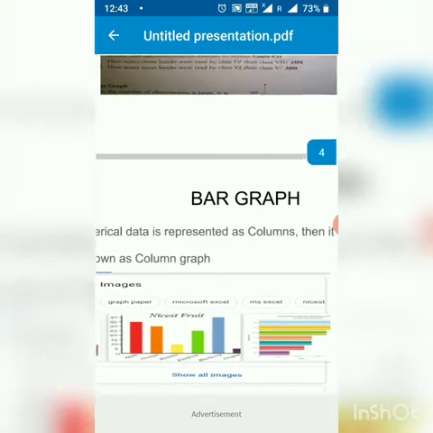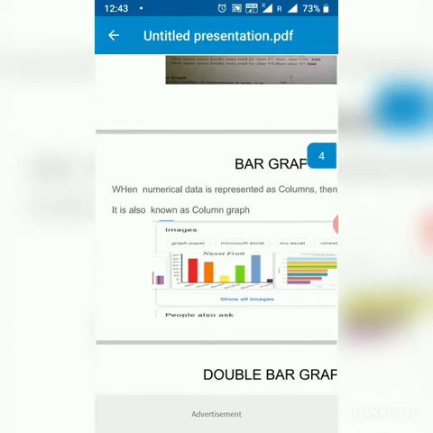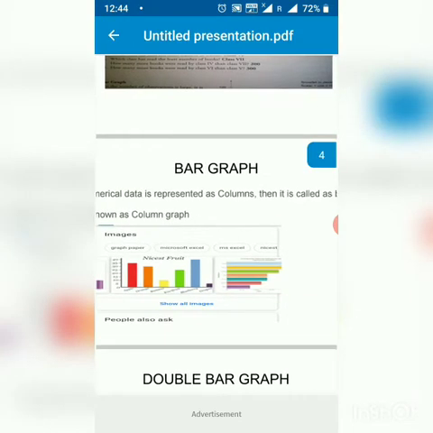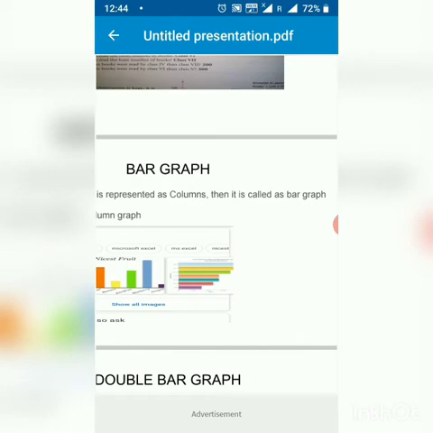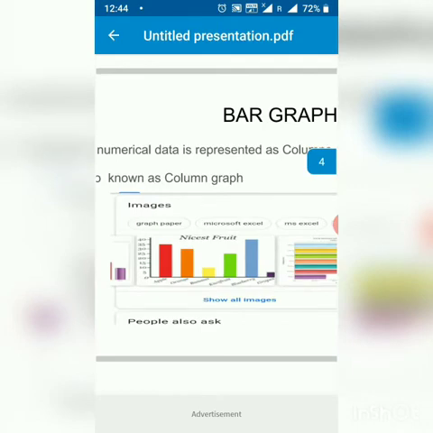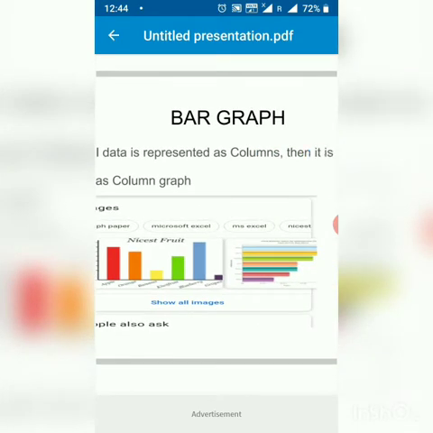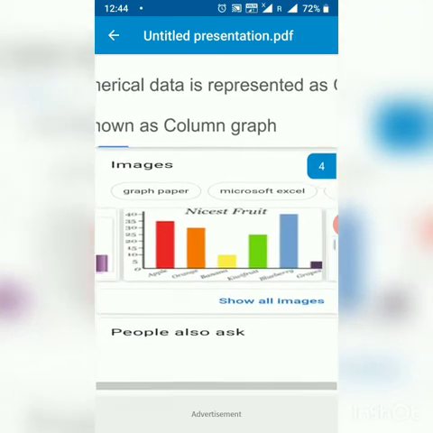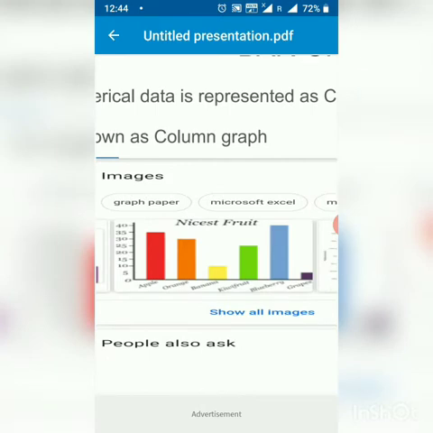Next comes bar graph. Bar graph, when the data is represented as columns, then it is known as bar graph. Okay, or it is also known as column graph. This bar graph we can represent in the horizontal method also, but the most convenient way is to represent the bar graph in the column method or vertical method. See, this is the vertical method of representing the data in the column graph or the bar graph.